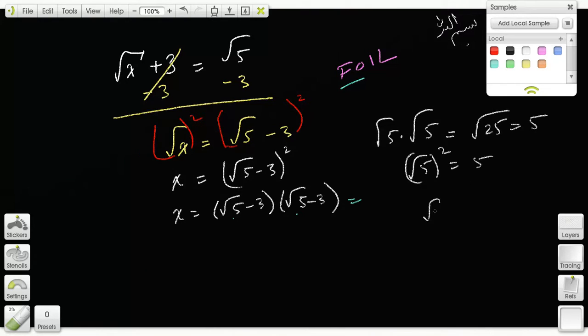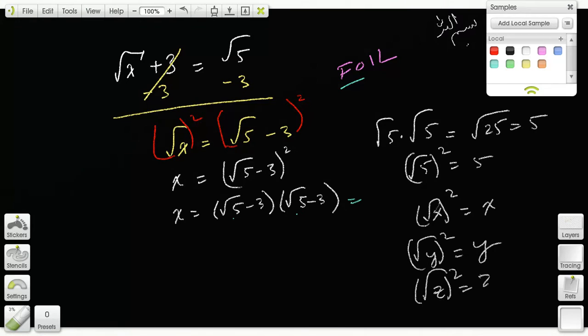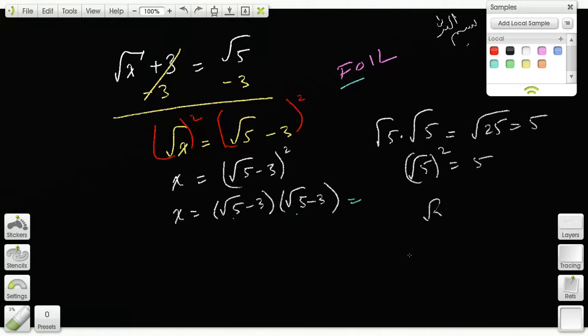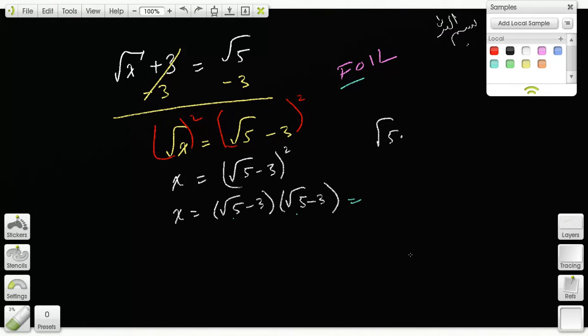It's 5. What's square root of x squared? It's x. What's square root of y squared? It's y. So I'm running out of alphabets now. Square root of a squared. Here we go. You understand? If you square the square root, that's the whole point. The reason you square is to get rid of the square root. You follow? Does that make sense?